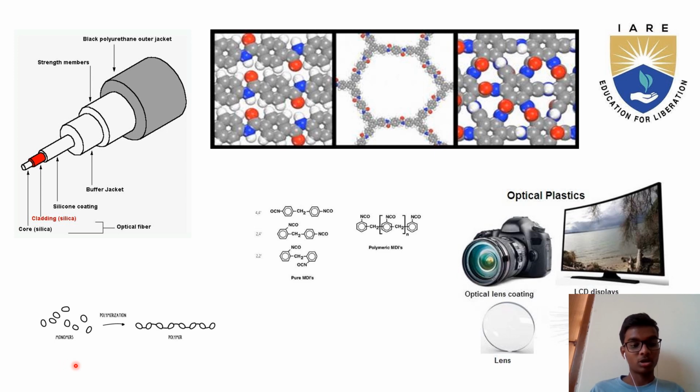N number of monomers undergo polymerization, that means they undergo self-addition to form a polymer. It is one of the important polymers in chemicals. These are optical plastics used in our day-to-day life. Polymers play an important role in our day-to-day life.